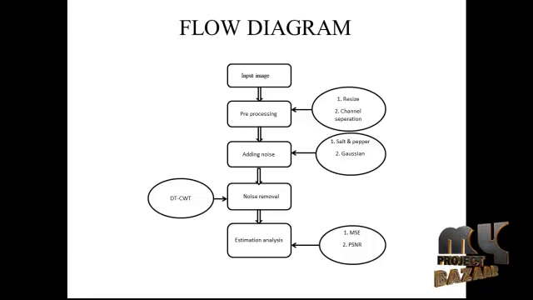Next step is to add external noise. In our process we are using two types of noise. The first one is salt and pepper noise and the second one is Gaussian noise. Next we remove the noise by using DT-CWT, the dual tree decomposition of the wavelet transform, to remove the noise from the image. Finally we evaluate the obtained image by measuring the MSE and PSNR values.